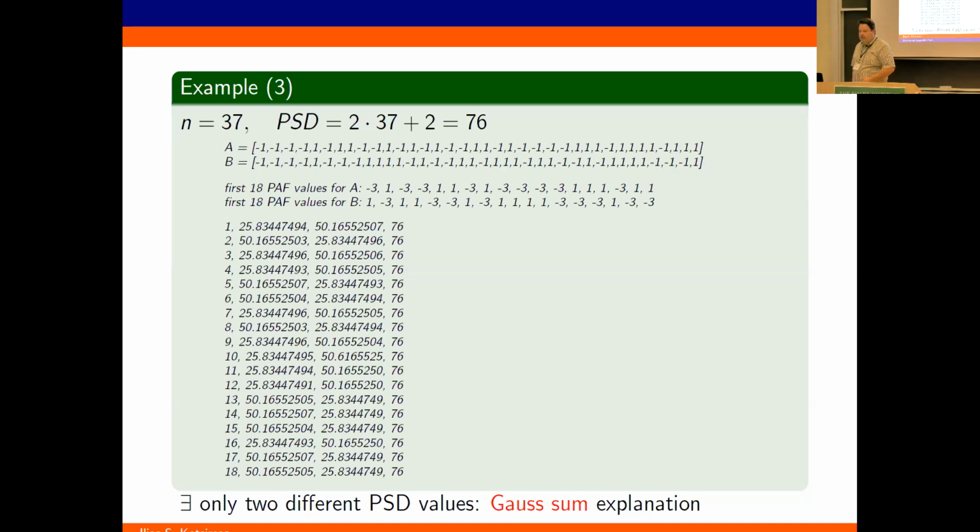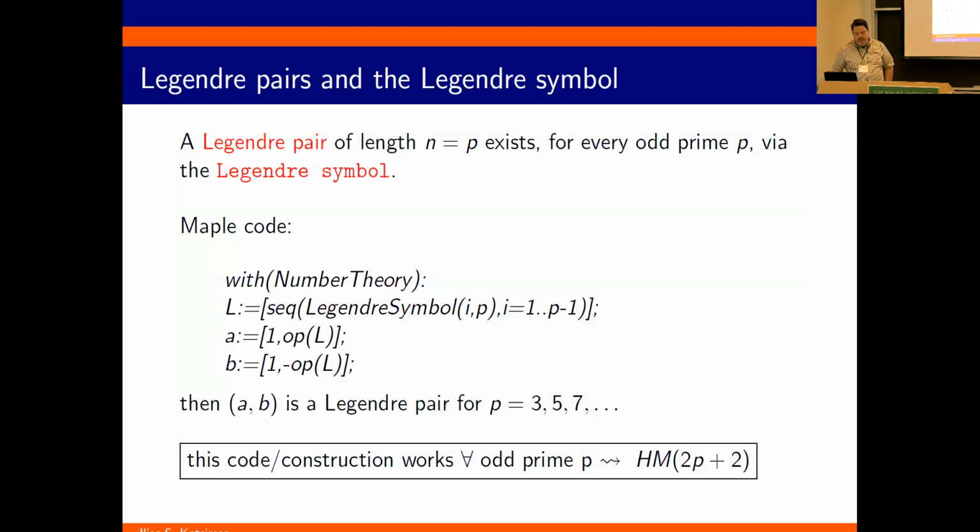If you remember the definition of a Gauss sum, it's a sum of Legendre symbols with some coefficients, right? So this is the connection between the Legendre pairs and the Legendre symbol. It turns out that for every odd prime number, so if the length n is an odd prime, we're not concerned with 2, then this construction here, so we take the sequence of the Legendre symbols (i over p), for i from 1 to p minus 1, we prepend 1 and 1, and we take the negative of this sequence that we constructed. Then A and B is a Legendre pair for every prime p. So we can dispense with all the primes right away, because there is an easy construction that you can write down in a few lines, 4 lines of Maple code, that works for every prime p.